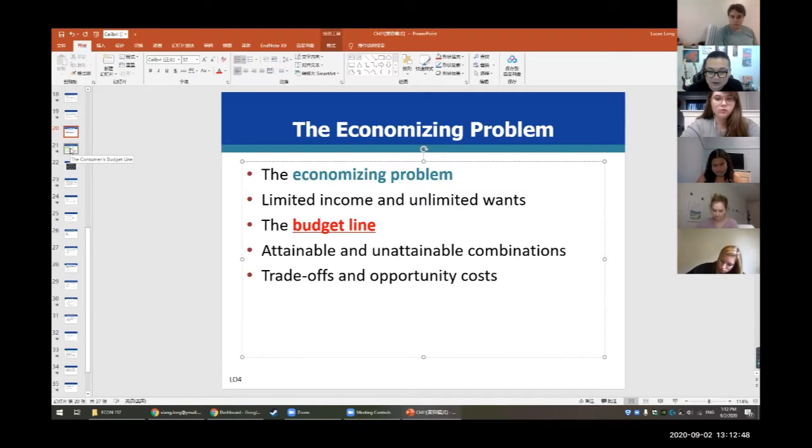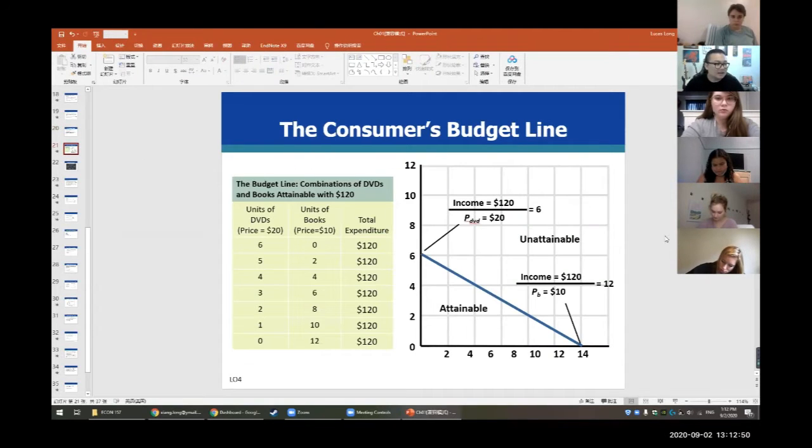Let me give you an example right here. If you still recall, in Monday's class, when I gave out the pre-course survey, do you remember that? The first question I asked you: if you only have $50 and you want to buy masks and hand sanitizer, which combination is unattainable? That is basically the same type of question about the budget line. The budget line tells you all the available or attainable combinations.